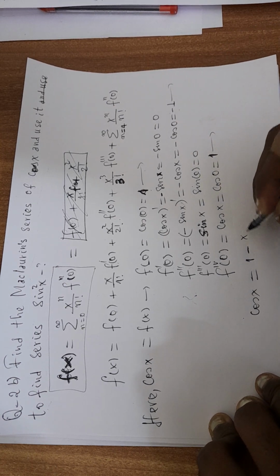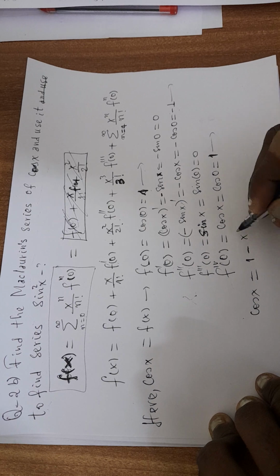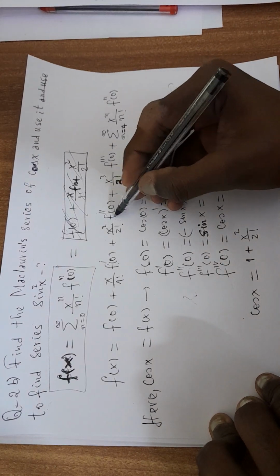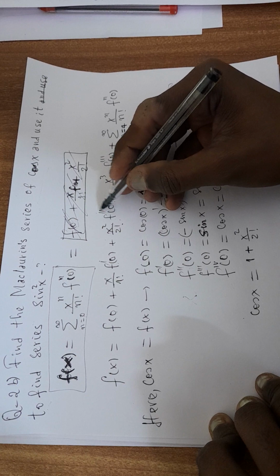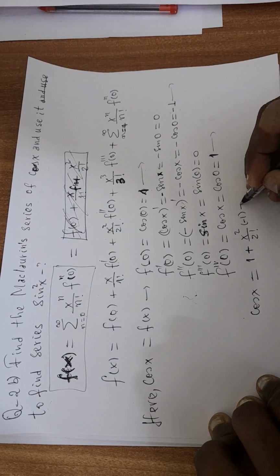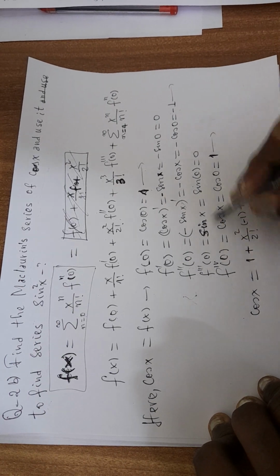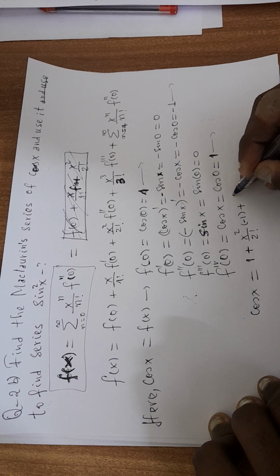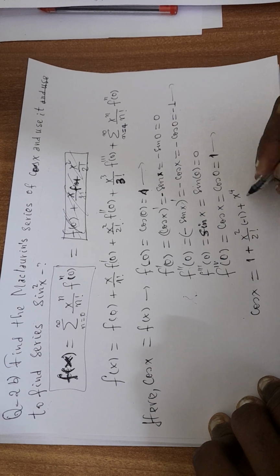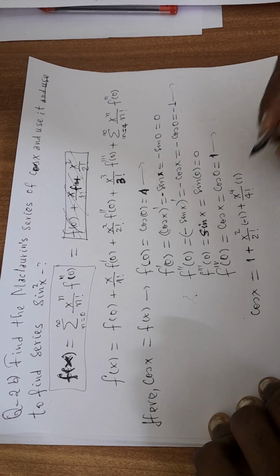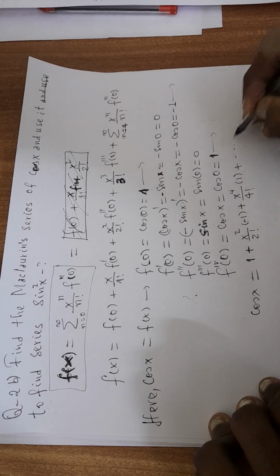Then it will be minus x squared by 2, then the double derivative, twice derived is minus 1, so I put here minus 1. Plus, then go for the fourth term, this one, 4 factorial, times 1, and it will go on and on and on.